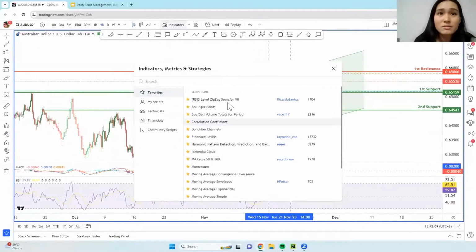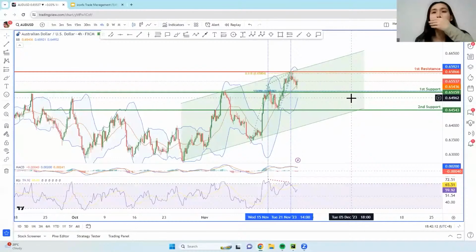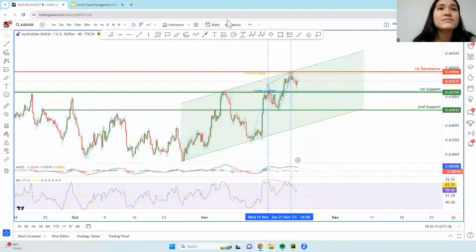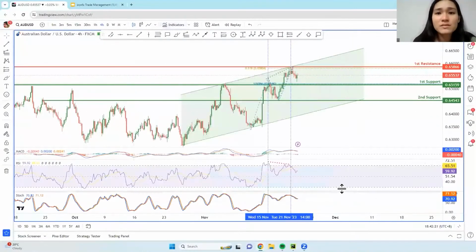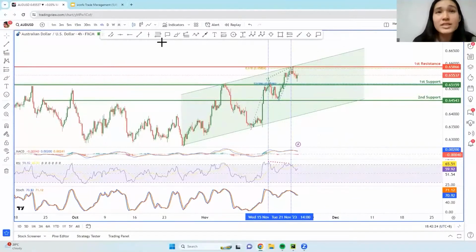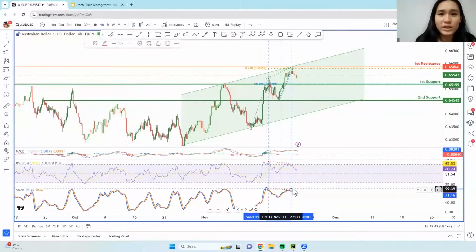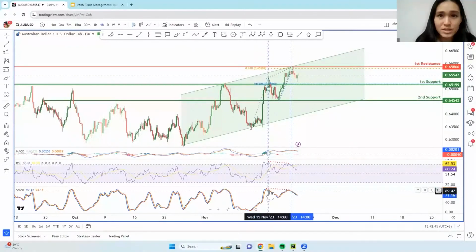Maybe we'll take a look at Bollinger Bands. Okay, that's not really telling us anything. Let's look at stochastic perhaps. Stochastic is also giving us a bearish divergence over here as well. So for divergences, you can take a look at either RSI or stochastic. If you're looking for divergences, they're the best indicators to use. So you see here that's slightly lower.